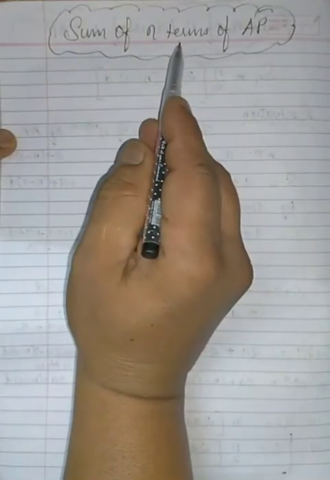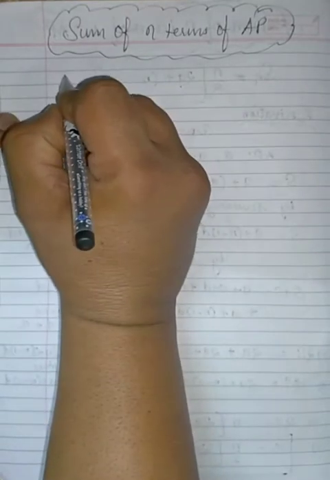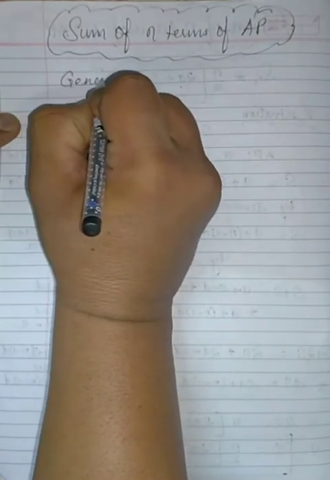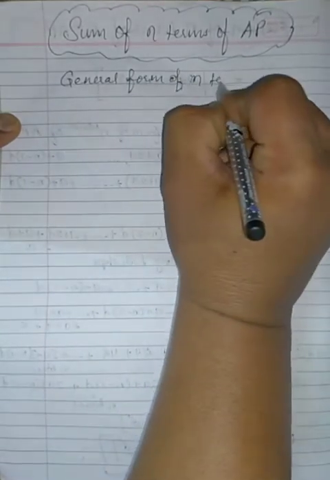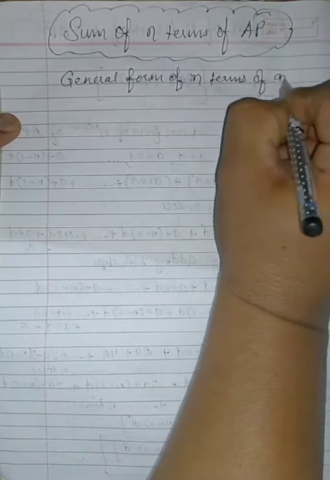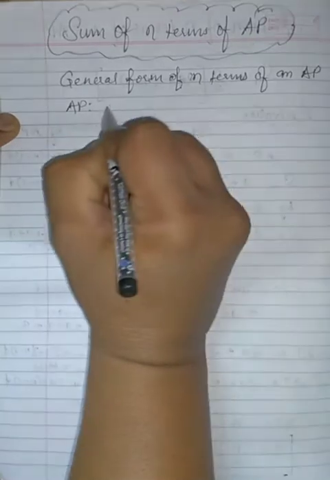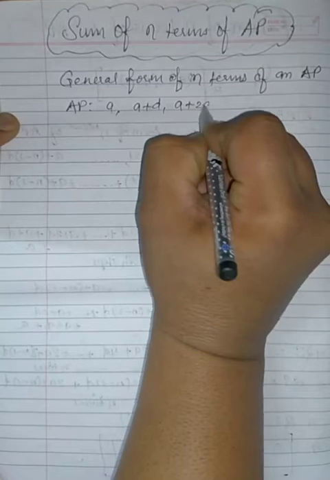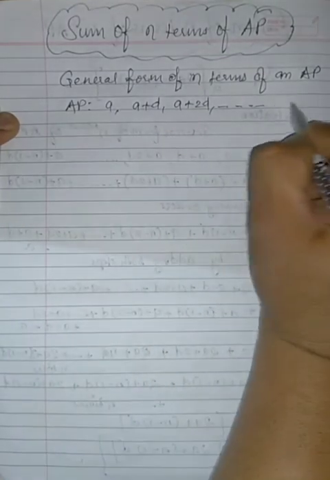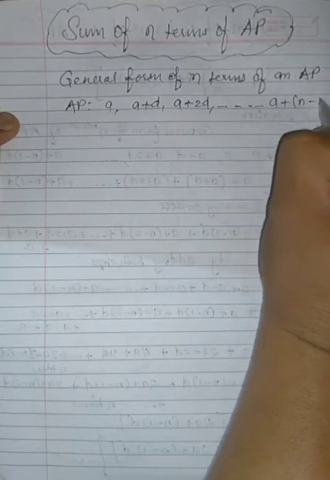Sum of n terms of an AP. As we know, the general form of n terms of an AP is represented by a, a plus d, a plus 2d, and so on. The last term an is a plus (n minus 1) into d, which is the nth term.